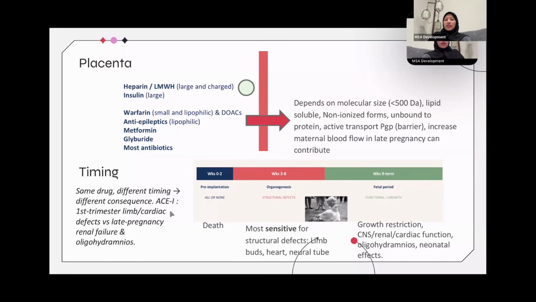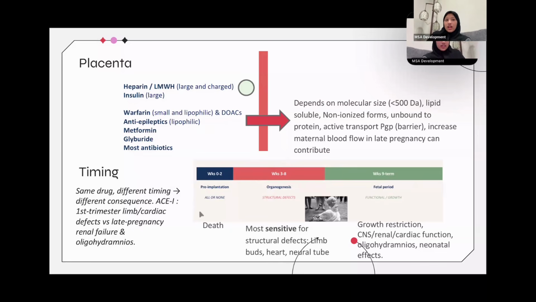So if someone gives an ACE inhibitor, which is a contraindication, it's an antihypertensive. If someone gives that in the first trimester, which is in weeks 3 to 8, it will cause limb or cardiac defects. But if they are given late, they will cause renal failure and less volume in the amniotic fluid. So not as severe as limb defect, right? So that is the difference.